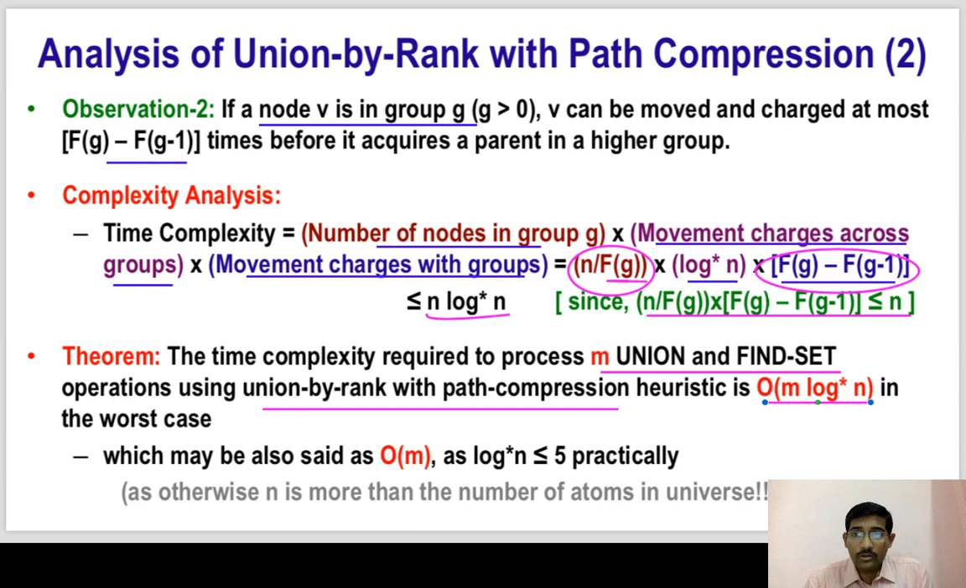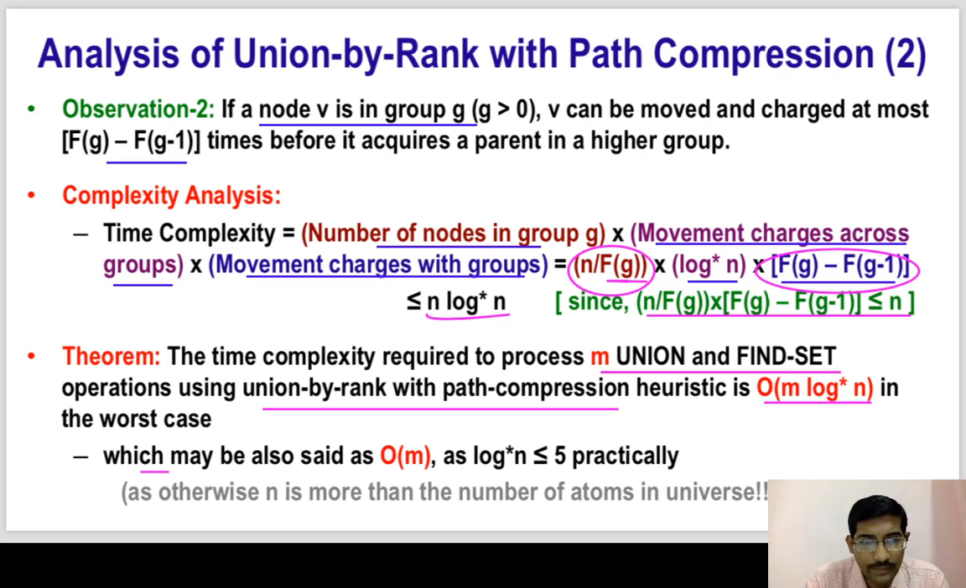So on average, each union and find set operation is taking order of log star n, which is a tremendous improvement, because earlier with only union by rank or union by size, we were getting an order of the height, which is log n. Now we are getting log star n, and log star n drastically reduces to 1, because it keeps on taking log until it is 1.